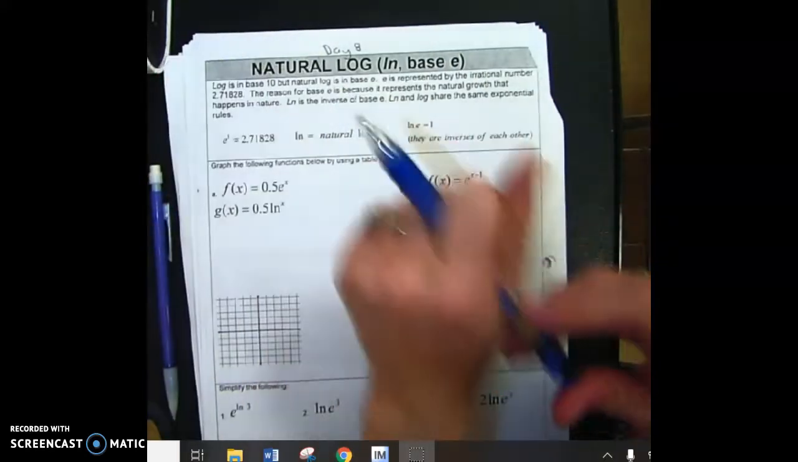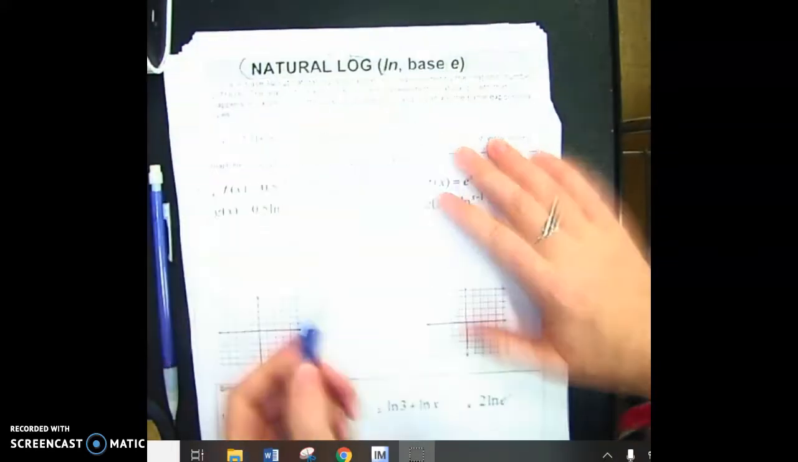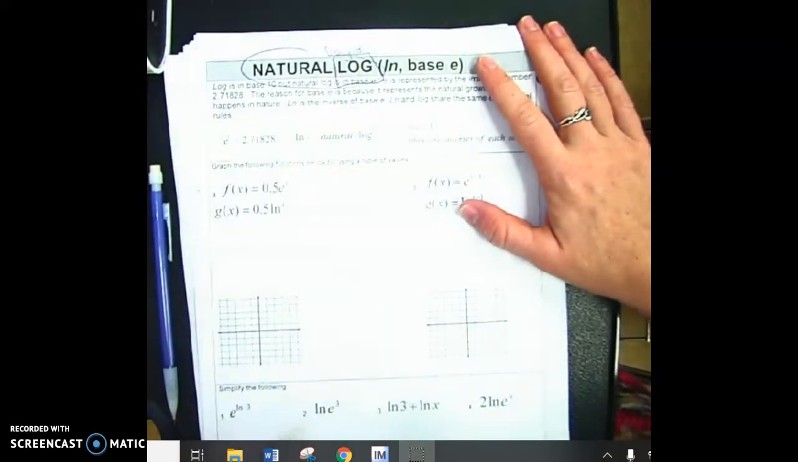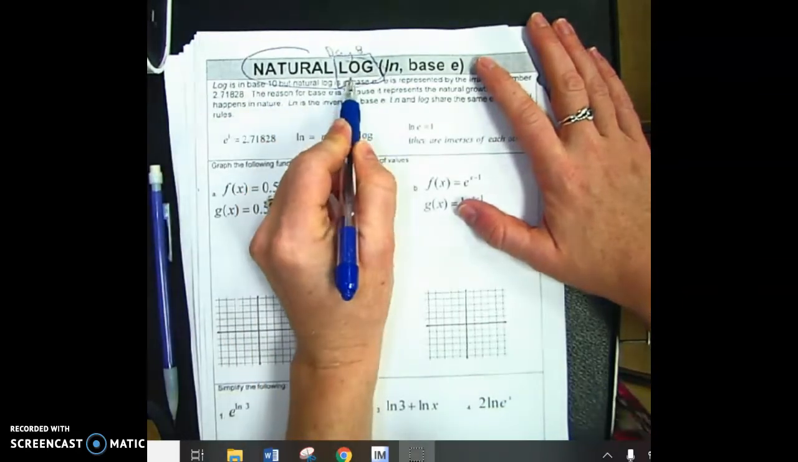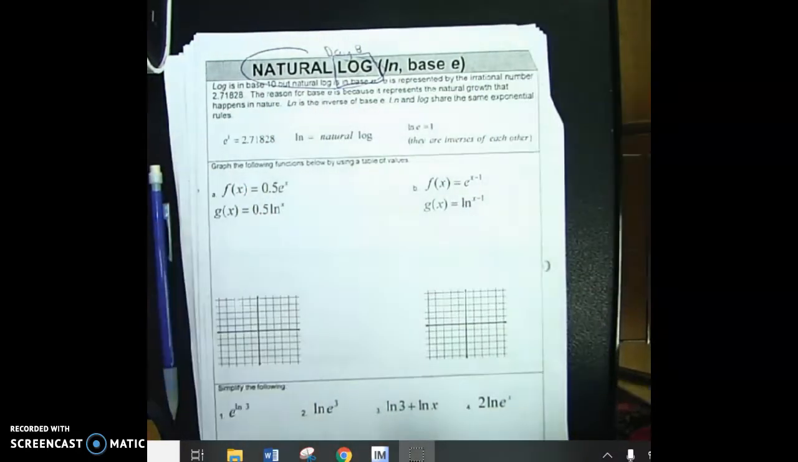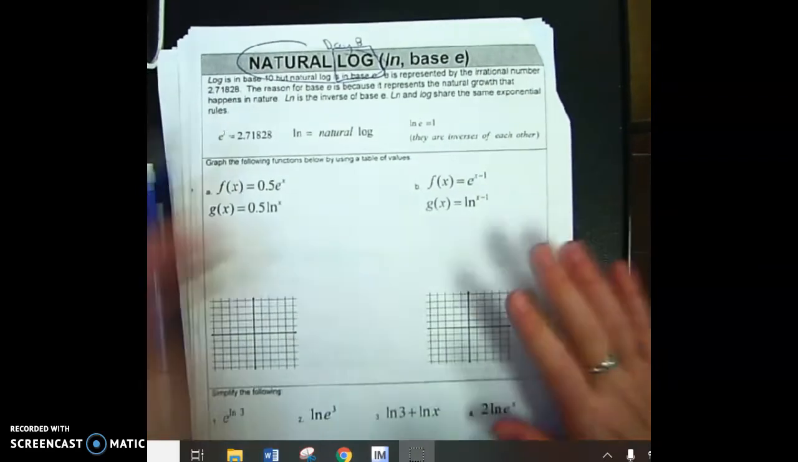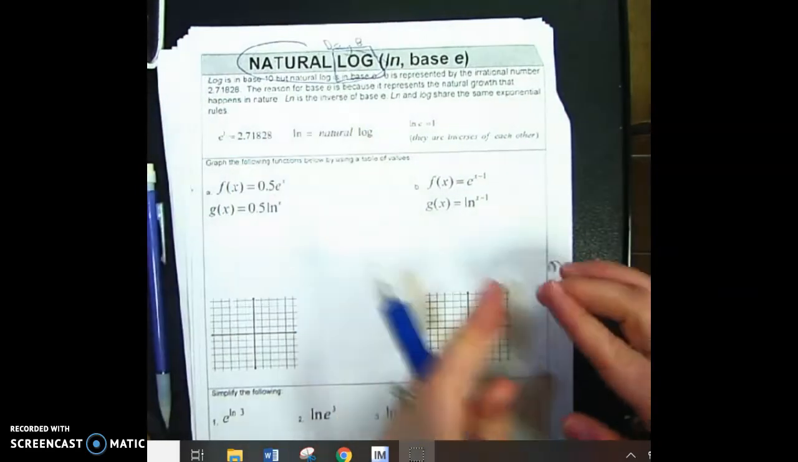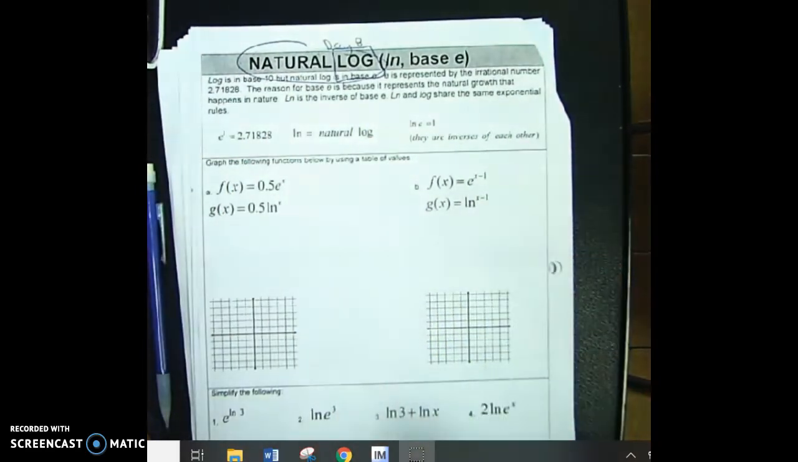Okay, so we're going to talk about natural log. If you notice, the word log is in there. Now, why is it called natural log? Because, in summary, and I bet your science teacher can say it way better, natural log is the way that things grow in nature.